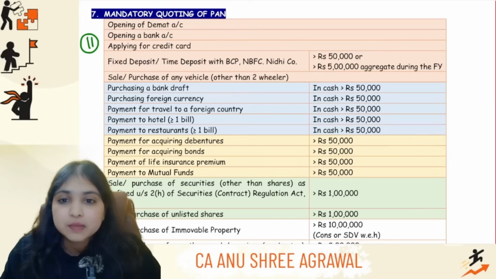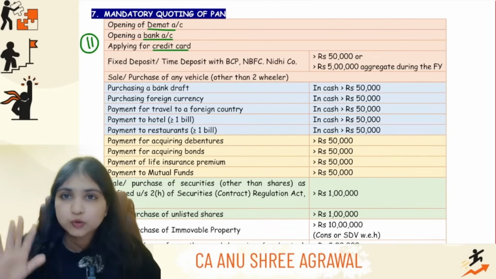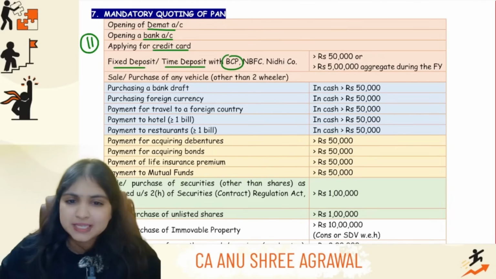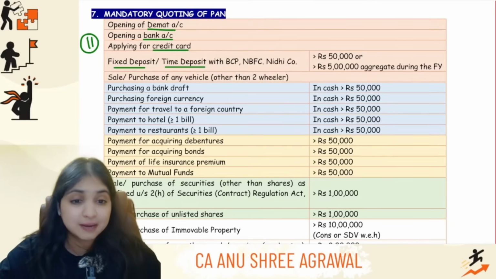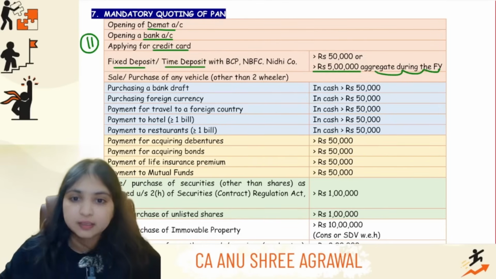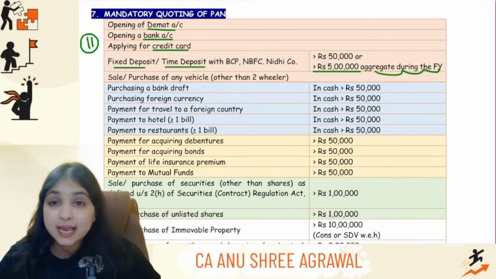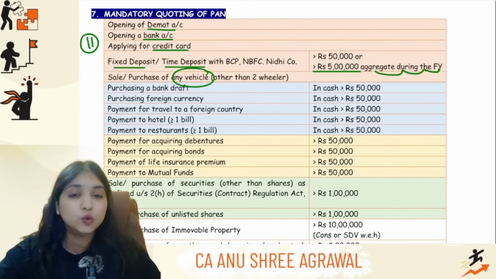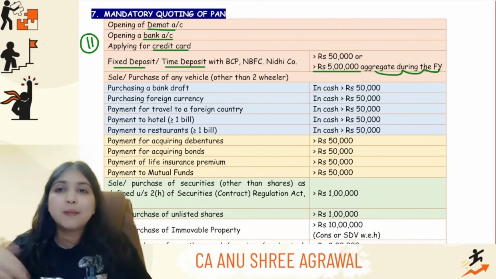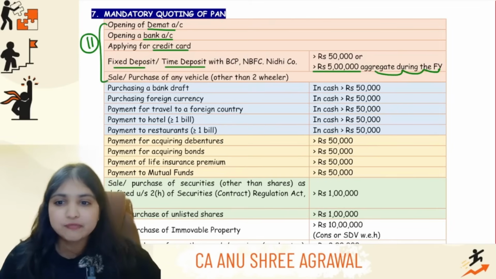Alright, point number 1, if you want to open a demat account, you have to quote your PAN. If you have to open a bank account, you have to quote your PAN. If you want to apply for credit card, you have to quote your PAN. Then if you want to make an FD or a time deposit with a bank, cooperative bank, post office, NBFC or Nidhi company, more than 50,000 rupees or more than 5 lakhs aggregate during the year, you have to quote your PAN. Then if you want to sell or purchase any vehicle other than 2-wheeler, for 2-wheeler you don't have to quote your PAN. Other than 2-wheeler, any other vehicle you want to buy or sell, you will have to quote your PAN. First 5 points clear.